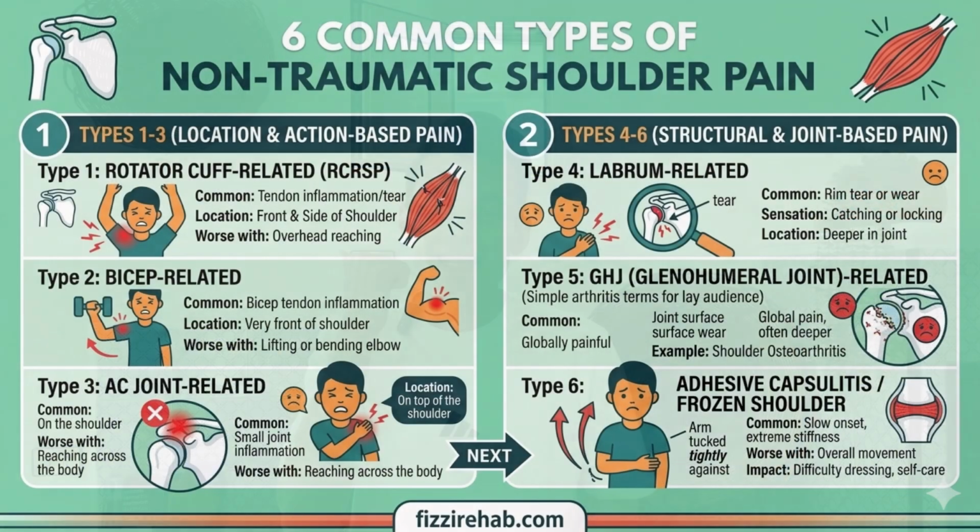So there are 6 common types of shoulder pain that we are going to cover today. The first one is rotator cuff related shoulder pain. Then we are going to talk about bicep related shoulder pain. Then we're going to discuss AC joint related shoulder pain, or acromioclavicular joint related shoulder pain, labral pathology related shoulder pain, glenohumeral joint related shoulder pain, your shoulder joint, and finally adhesive capsulitis related pain or frozen shoulder. So let me just have a drink and let's begin.